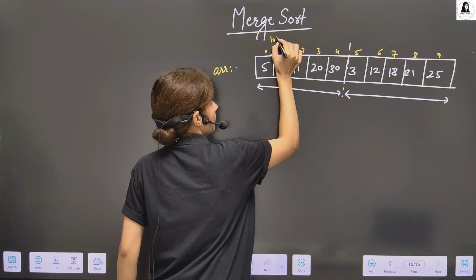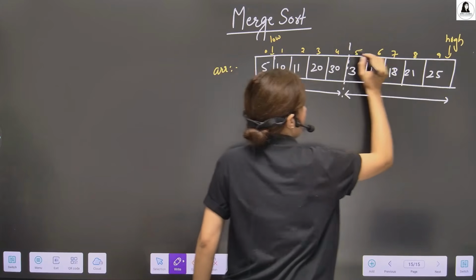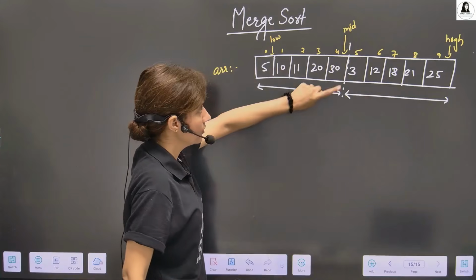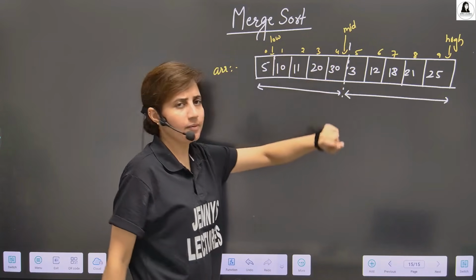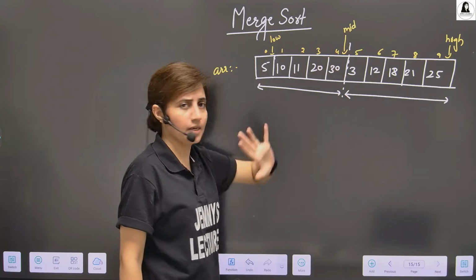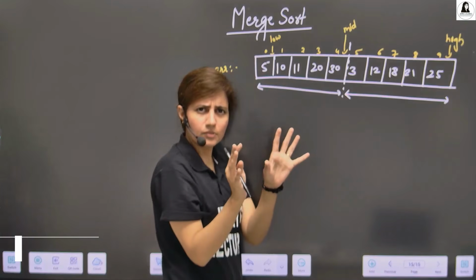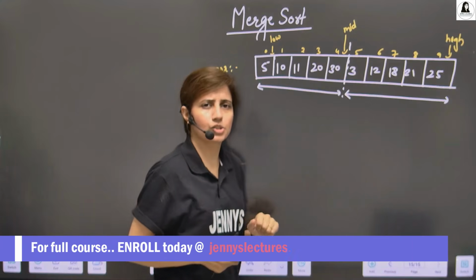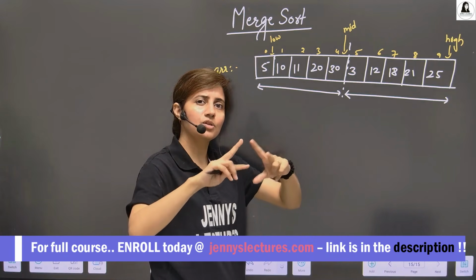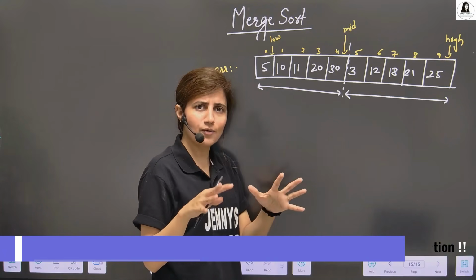This I can consider low, this is my high, and here I have mid. This is the middle: low plus high divided by 2, so 0 plus 9 divided by 2, that is 4. At index 4, this is mid. Now, both the first half and second half are sorted. Now you have to merge these two lists, but these are not in different lists, these are within a single array. It's not that tough. Same process we have to apply.